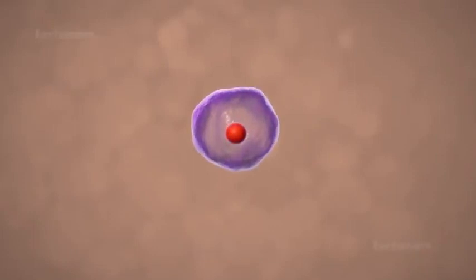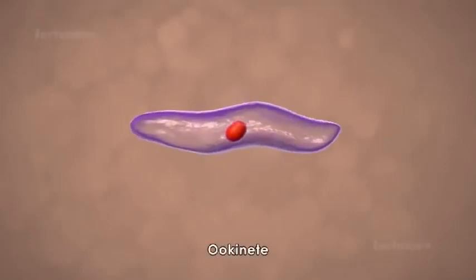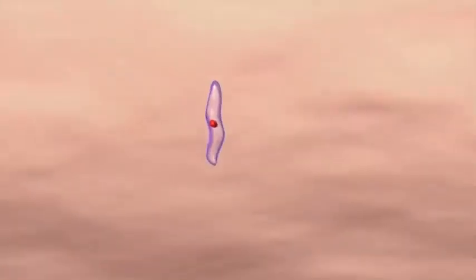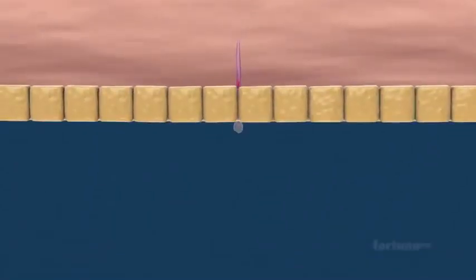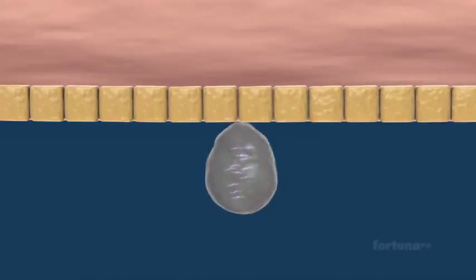The spherical zygote will soon develop into elongated, worm-like ookinete. Ookinete will penetrate the wall and eventually reach the outer surface. A cyst known as an oocyst will form on the ookinetes. Inside the oocyst, the ookinete will divide asexually to produce the infective spindle-shaped sporozoites.